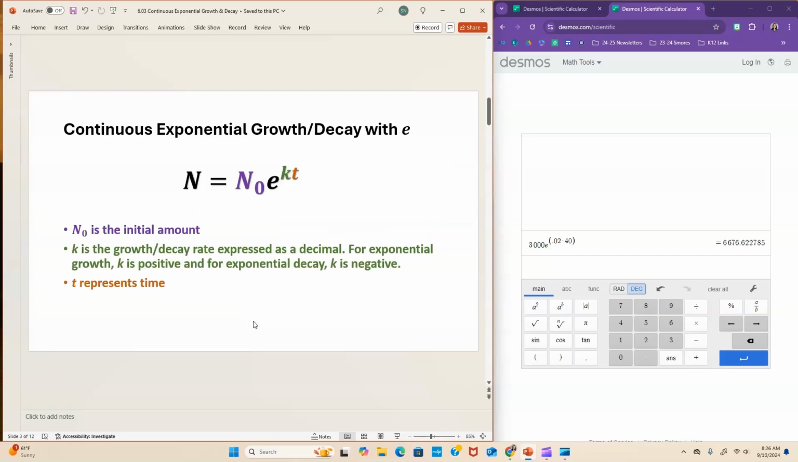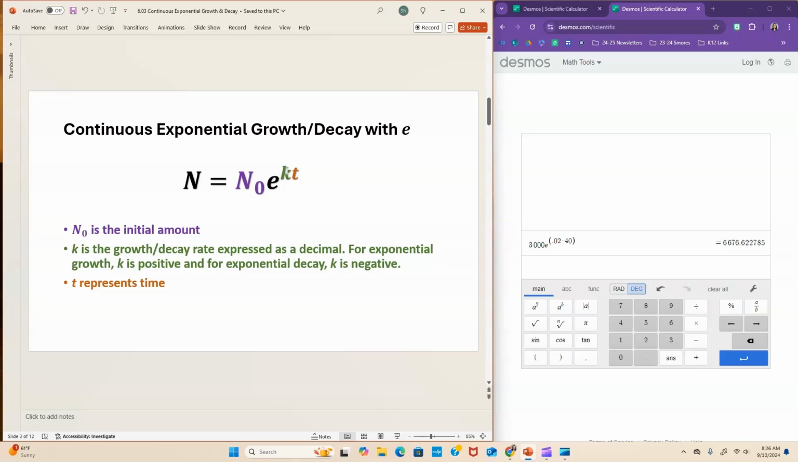Here's a formula for continuous exponential growth and decay with e. You can see this is very different than our A times 1 plus or minus r to the t formula. This has the values N and N naught. N is the final value that we're always trying to find, and N naught is the initial, like our starting point. This constant e is going to be the base of our exponential function, and then the exponent is going to be k times t.